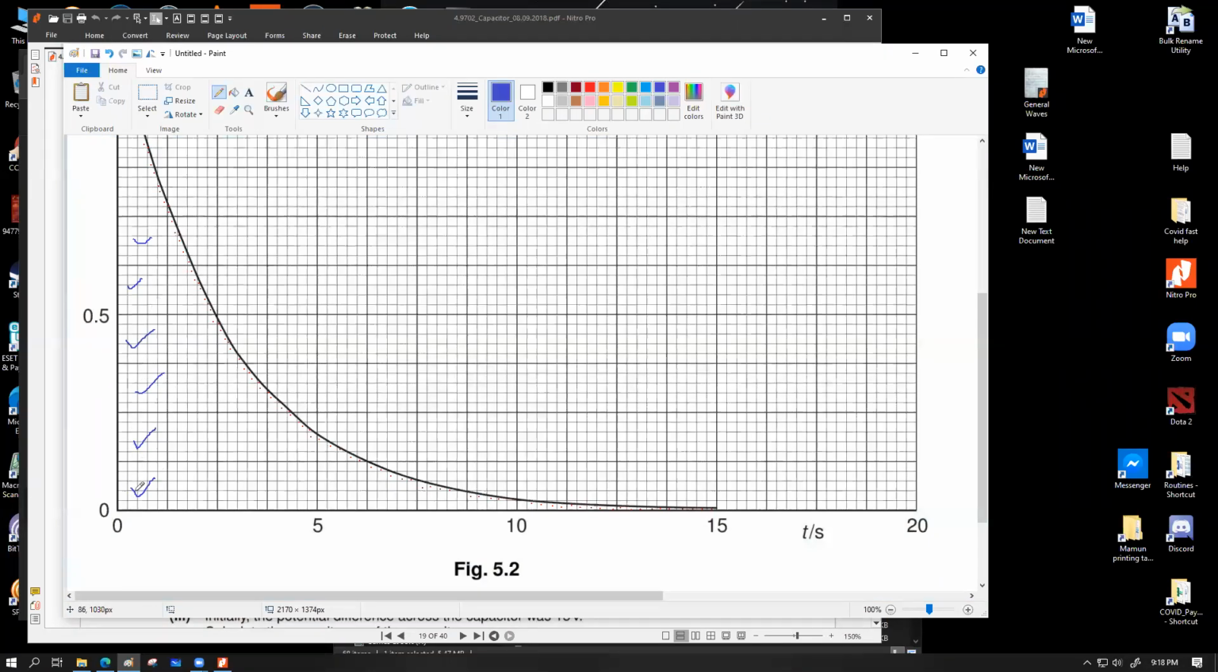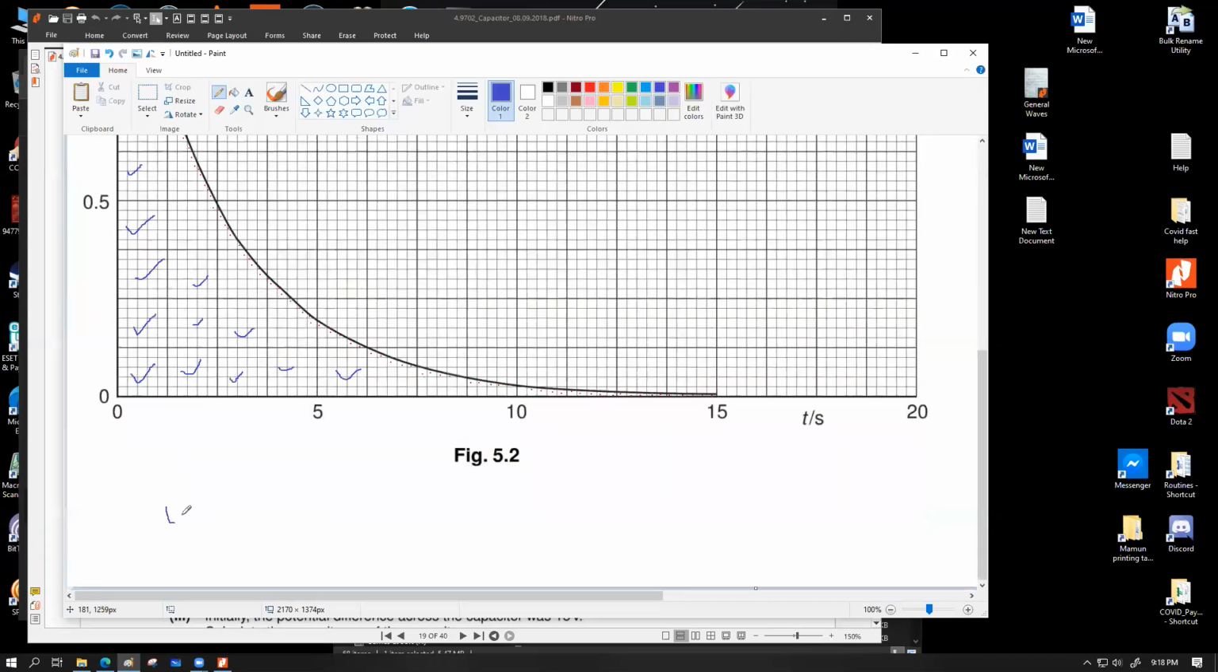25 in all these boxes, 25 each, okay. So 1, 2, 3, 4, 5, 6, 7, 8, 9, 10, 11, 12, 13. 13 into 25.